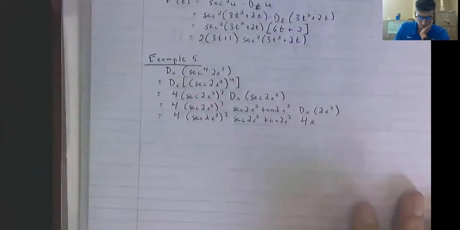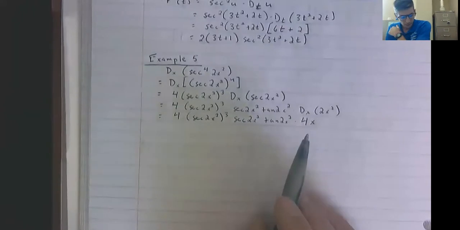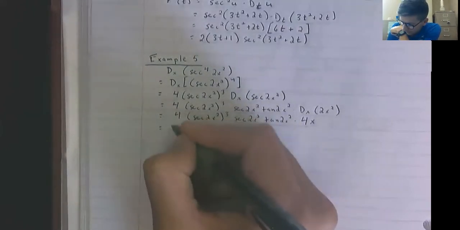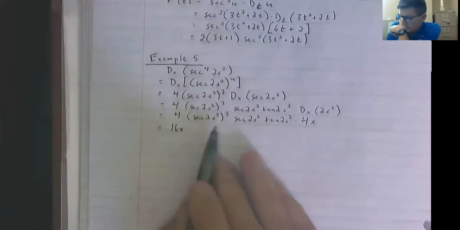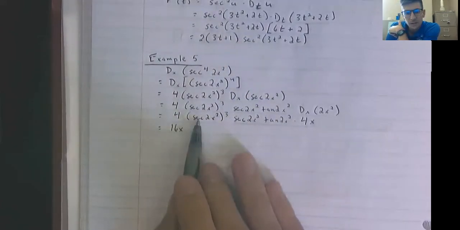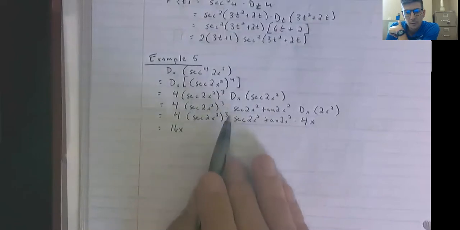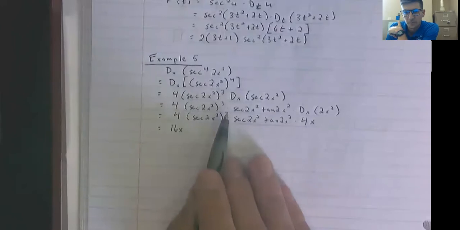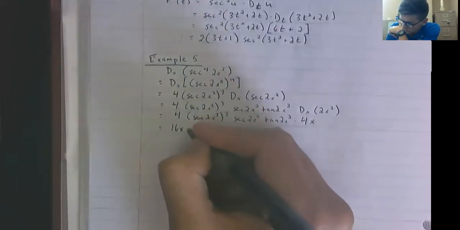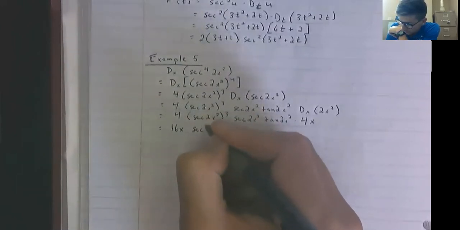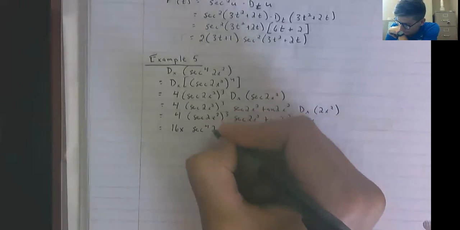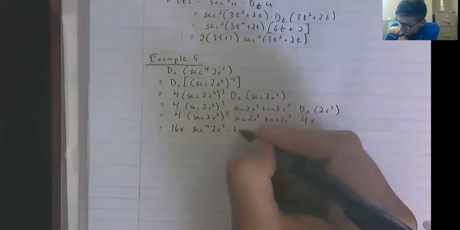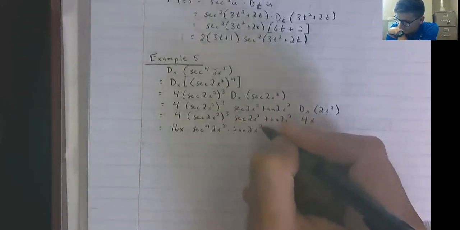And then making this look pretty, we're going to take this 4x out front, make this a 16x. We're going to see that we have secant of 2x squared cubed here and secant of 2x squared. Multiply another one, this becomes a fourth, which we can write as secant to the fourth of 2x squared times the tangent of 2x squared.